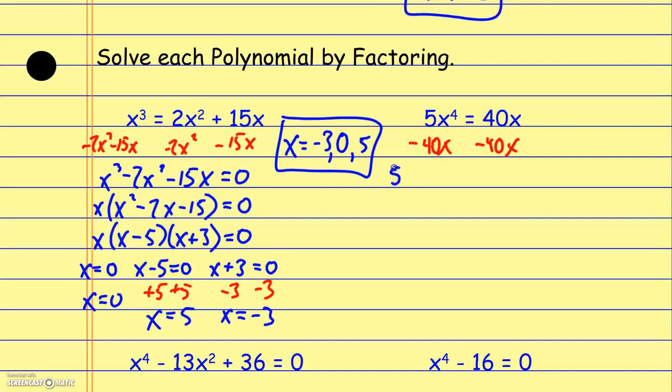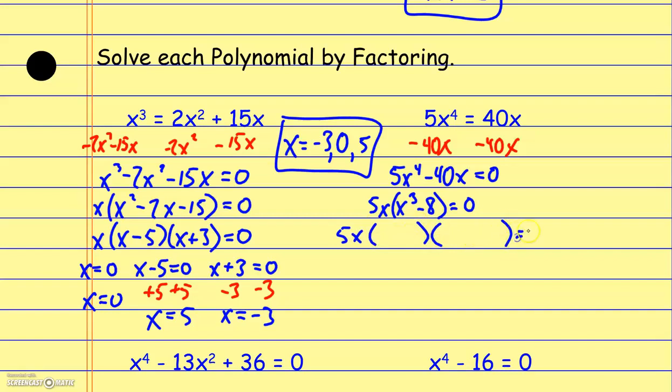When I do that, I'm left with 5x to the 4th minus 40x equals 0. And now from here, I have to factor this, so I'm going to factor out a 5x, which leaves me with x to the 3rd minus 8. I can still factor this further. X cubed minus 8 is a difference of cubes, so that's going to factor into a binomial and a trinomial.